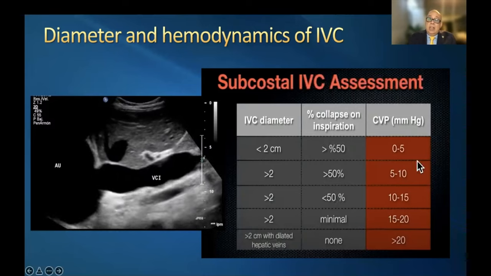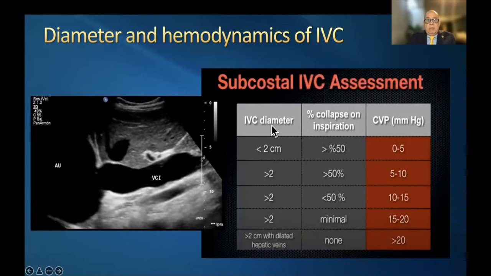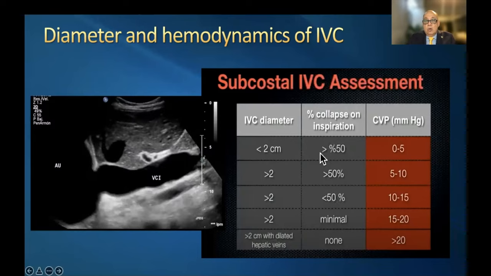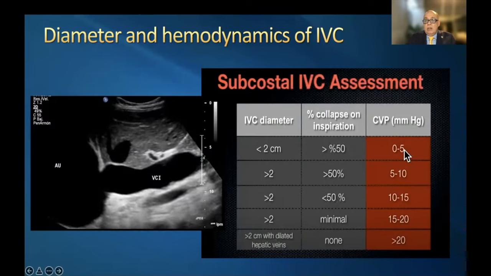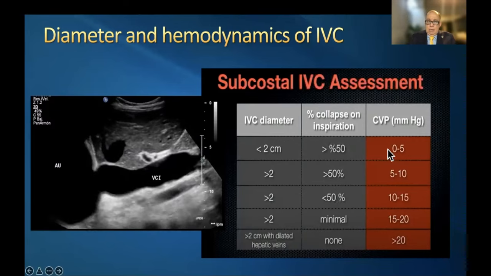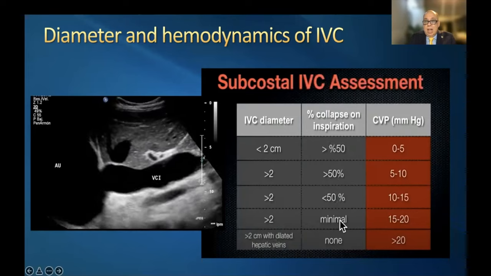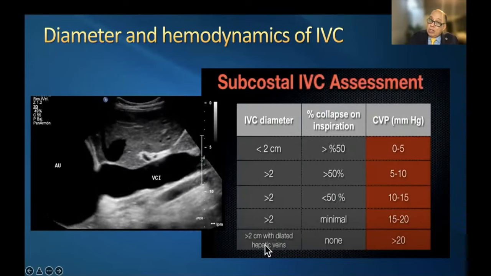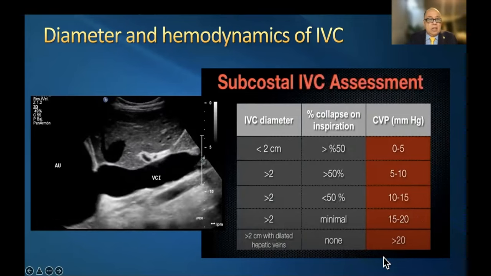So we have this scale here that allows us to estimate the CVP, the central venous pressure. IVC diameter less than 2 centimeters and a percentage of collapse on inspiration of more than 50%, it means that the CVP must be between 0 to 5 millimeters of mercury. And here, the other extreme, more than 2 centimeters with a minimal collapse, we can suppose that the CVP is between 15 to 20. And if we have more than 2 centimeters with no collapse on inspiration, it means that the CVP is over 20 millimeters Hg.